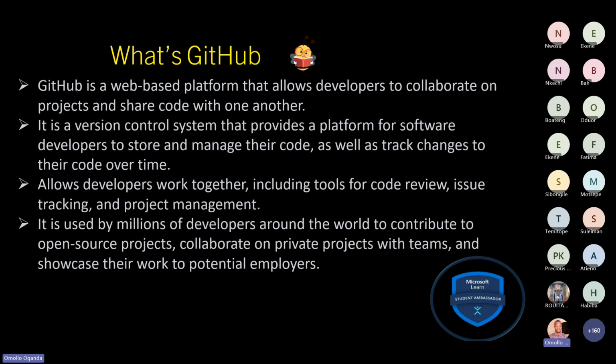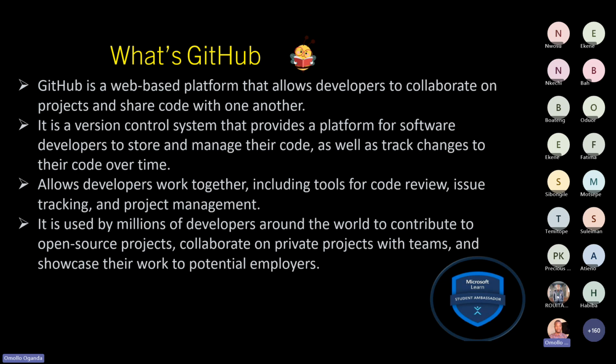So let's get started. What is GitHub? GitHub is a web-based platform that allows developers to collaborate on projects and share code with one another. It is a version control system that provides a platform for software developers to store and manage their code, as well as track changes to their code over time. It also allows developers to work together, including tools for code review, issue tracking, and project management. It is used by millions of developers around the world to contribute to open source projects, collaborate on private projects with teams, and showcase their work to potential employers.